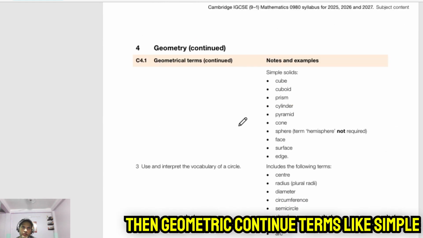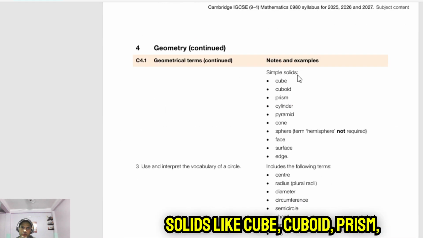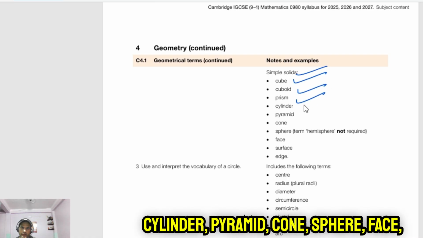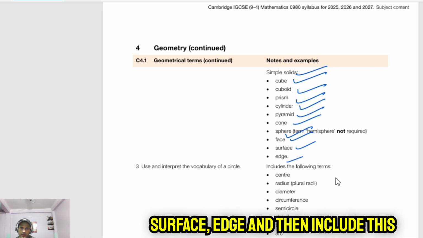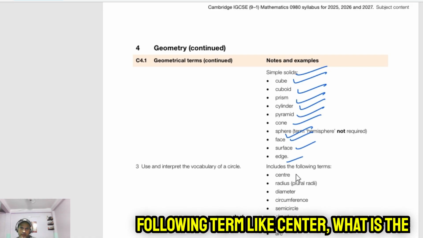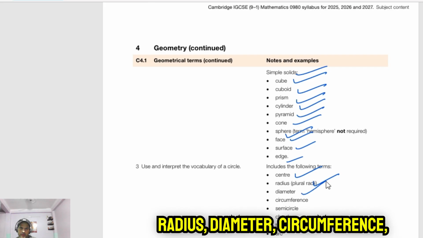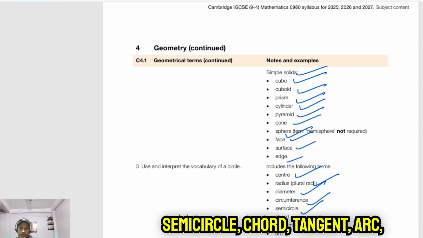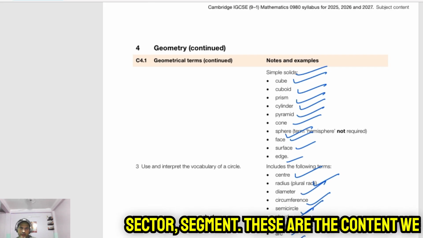Then geometry continues with terms like simple solids: cube, cuboid, prism, cylinder, pyramid, cone, sphere, face, surface, edge. And then it includes terms like center, radius, diameter, circumference, semicircle, chord, tangent, arc, sector, segment.